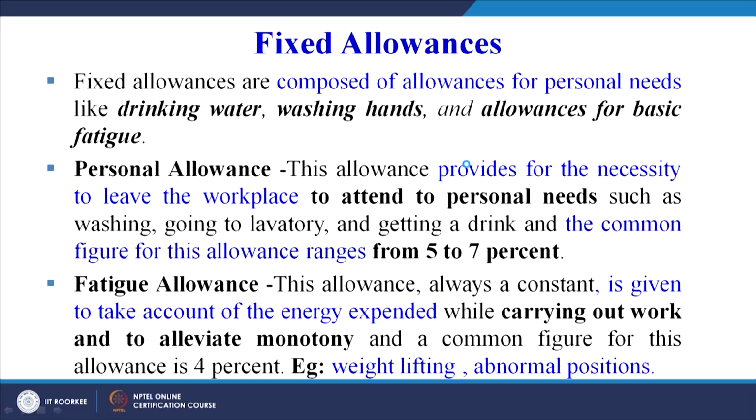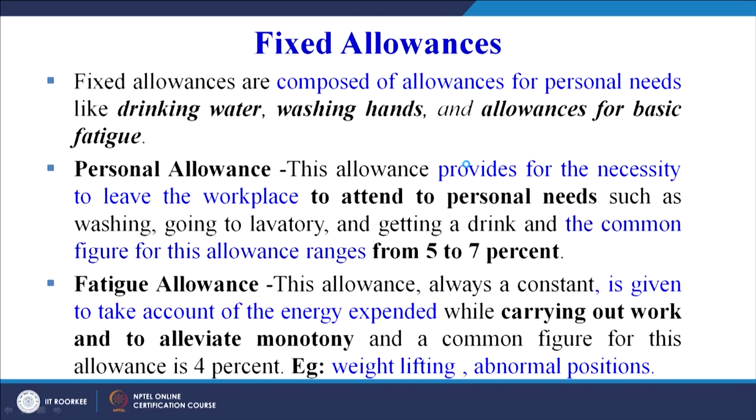So, the allowances are variable. Depending upon the nature of the job, we can vary the degree or the amount of allowance being added to the normal time. Whereas, there are a few allowances which are averaged out, which are fixed in nature. Now, the fixed allowances we can deliberate in detail.